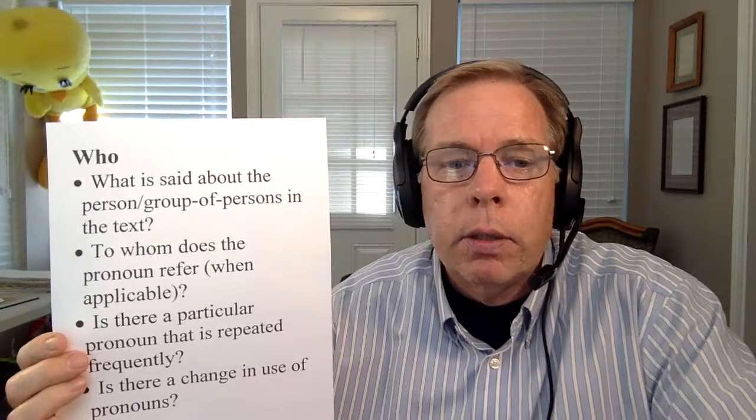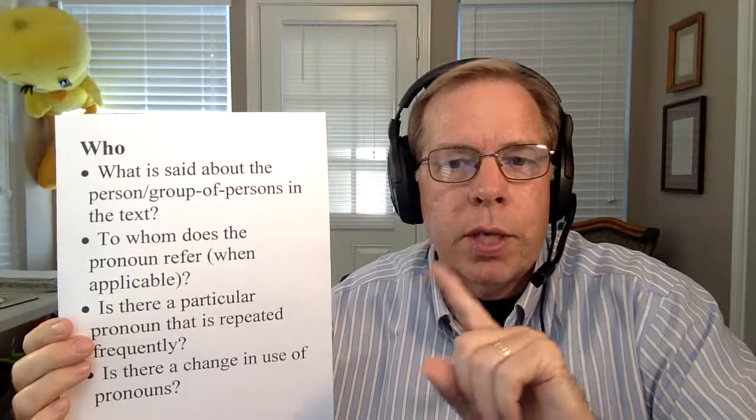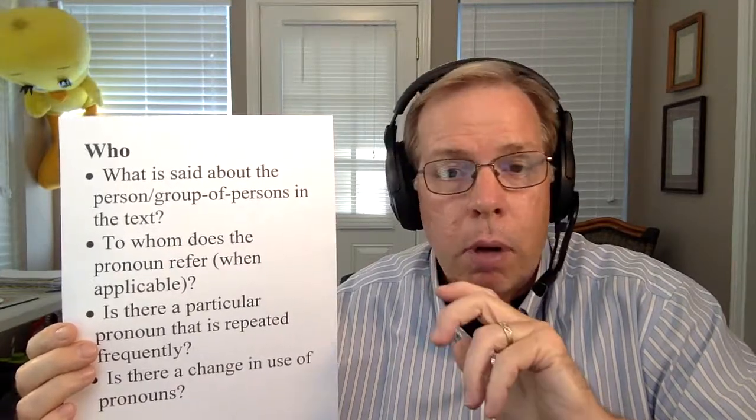So I'd like you to use these questions to now go through all of the who's that you identified in the book. I'm sorry, I don't want you to do them all. Let me back up. That's not what I meant to say. What I would like you to do is examine these who's: Paul, Philemon, Onesimus, and Archippus.